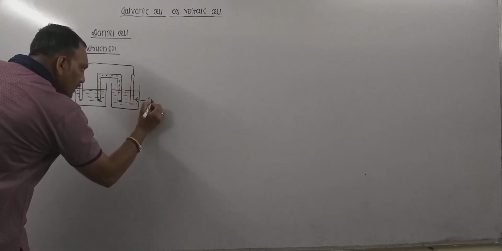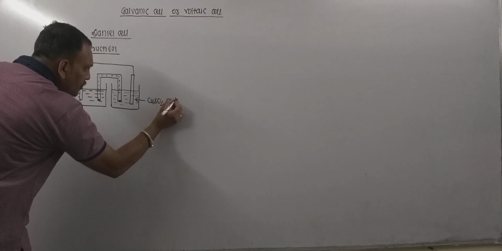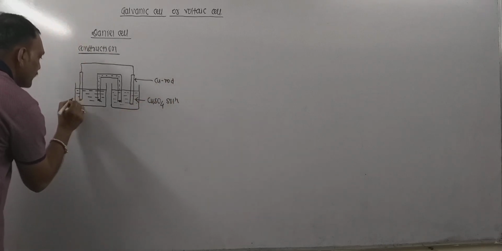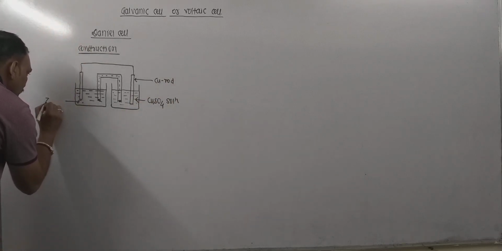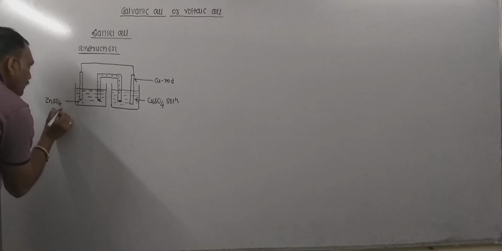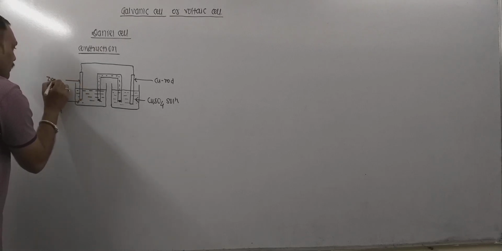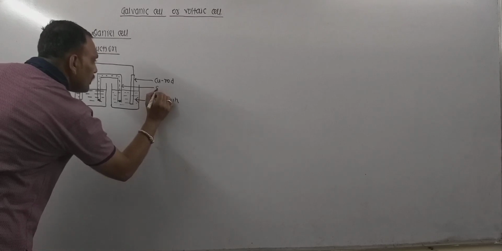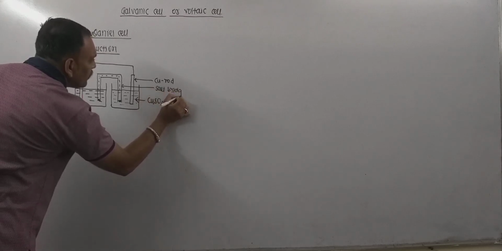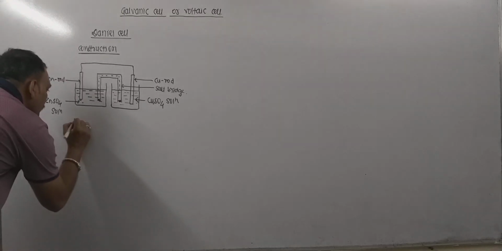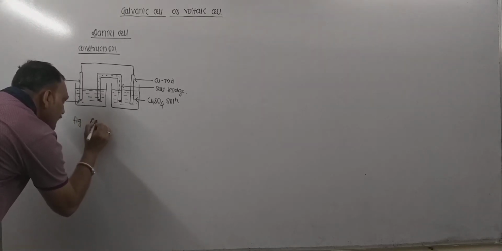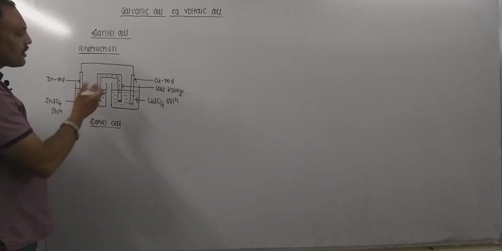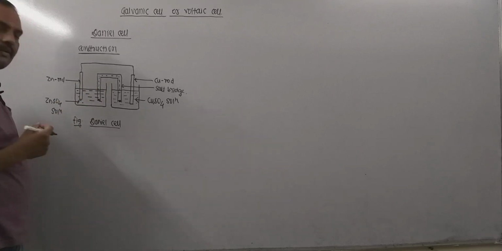Now this is a CuSO4 solution, that is copper sulfate solution, say 1 molar. And this is a copper rod which is immersed in it, and this is zinc sulfate solution, that is ZnSO4 solution, and this is the zinc rod which is immersed in it, and this is a salt bridge. Now this is the simple construction of the Daniell cell. Later we will explain what exactly a salt bridge is and what its functions are.